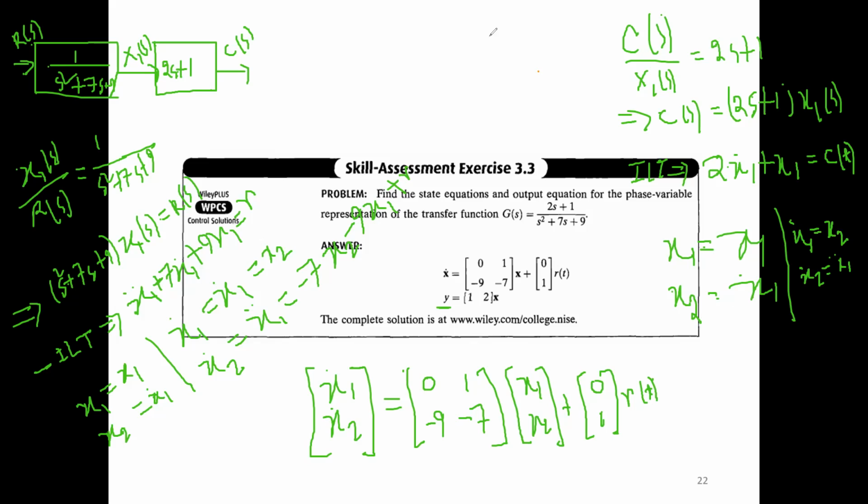Oh, in this case, you do not need to take both. Sorry, you do not need this. Only one is enough. Keep in mind that if you have one differentiation, then you take one. Now, x1 dot is equal to 2, and x1 is equal to x1. So what would be your y, or C, whatever it is, the output? Let me calculate it again.